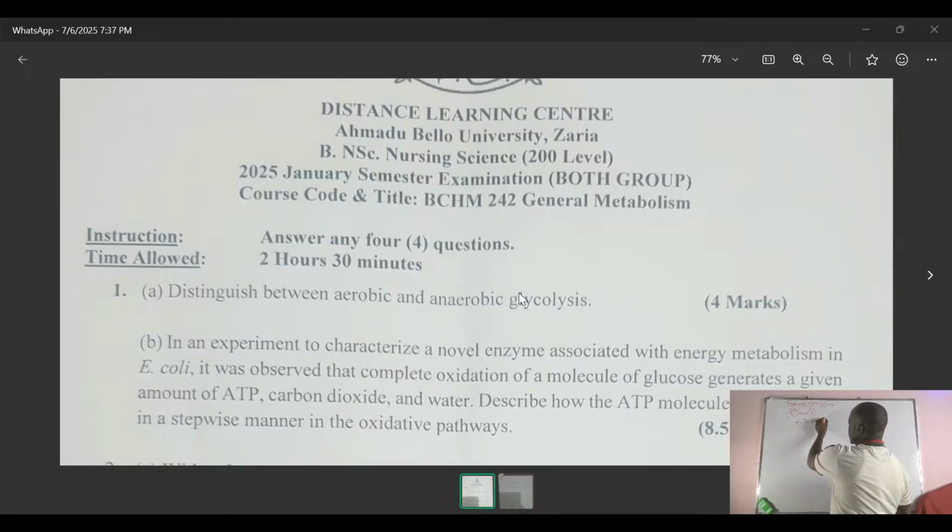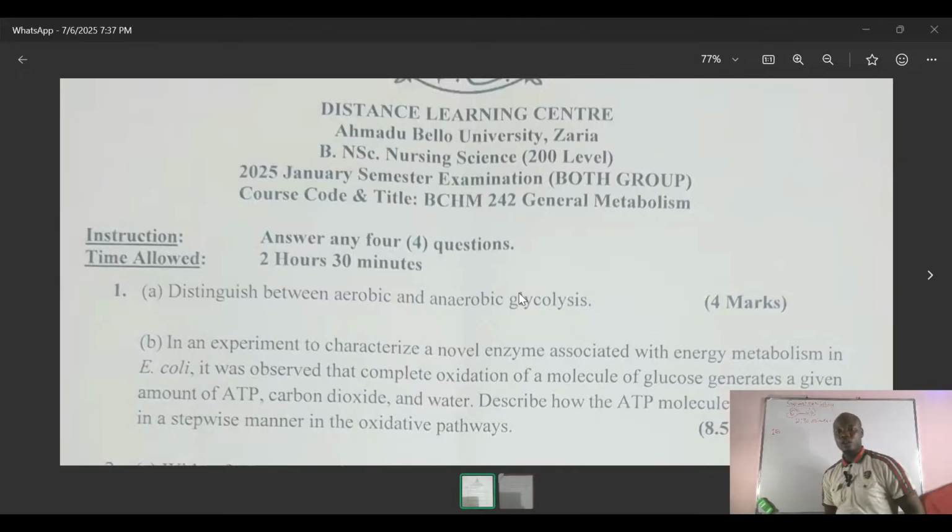So I always used to tell students whenever they are going to answer any examination that they should read the instructions very well, because it is very, very important. So these are the questions, and as you can see, each of the questions carried a specific mark. So now we are going to start with question 1A.